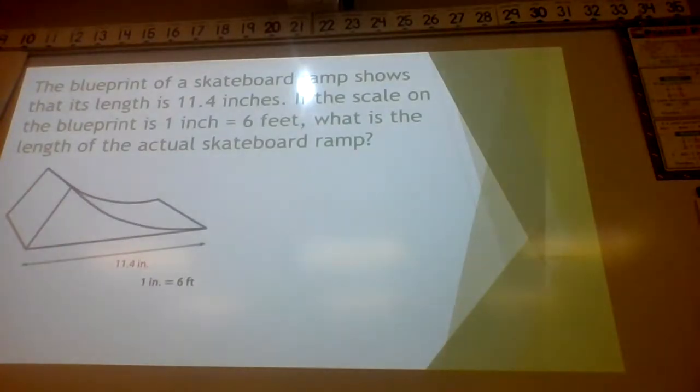So the next problem we have is the blueprint of a skateboard ramp shows that its length is 11.4 inches. If the scale on the blueprint is 1 inch equals 6 feet, what is the length of the actual skateboard ramp? So this one isn't quite scale factor yet, but can we solve it? What do you guys need to write down? What's important for you guys? 1 inch equals 6 feet, and 11.4 inches.